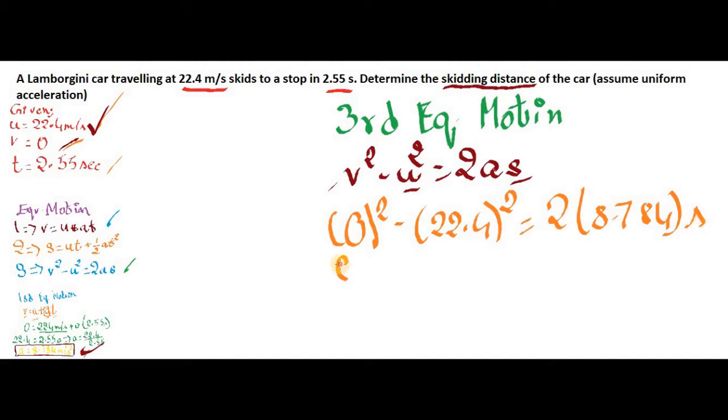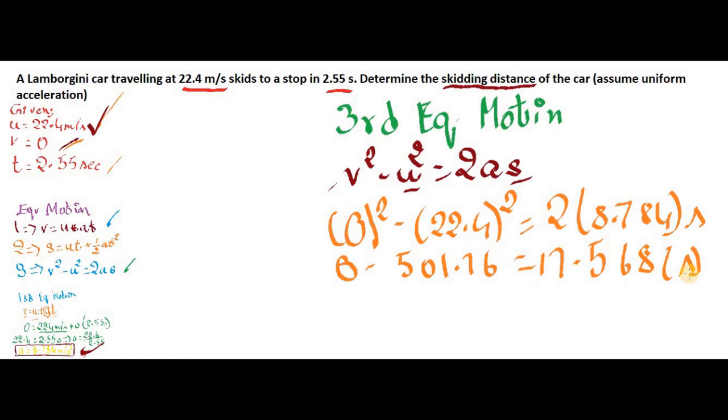0 square, 0 minus, what is 22.4 square? 22.4 square would be nothing but 501.76. I got the answer from the calculator. So now we should multiply 2 into 8.784. It's easy, but I'm lazy, so I'm just checking it in the calculator. So the answer is 17.568 that I got. Oh, we have forgotten something, that is s, so I'm writing it.